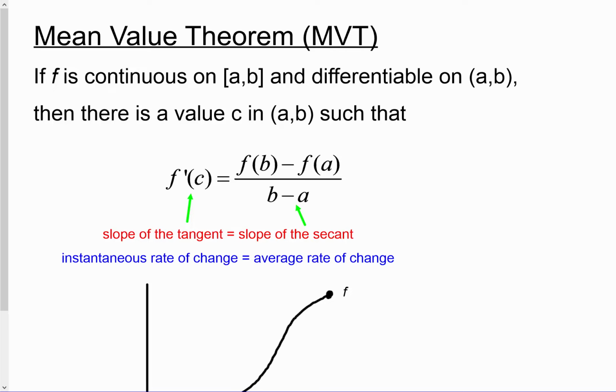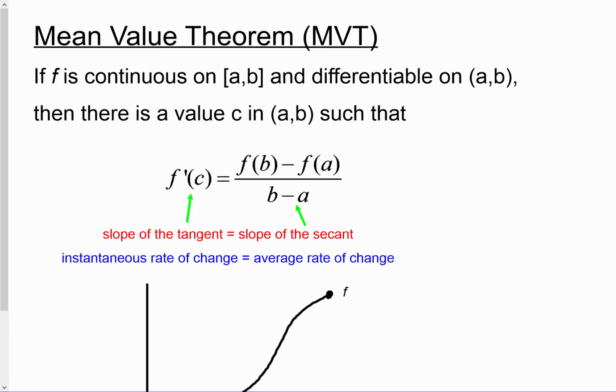Welcome to section 5.2. This section is on what's known as the mean value theorem. This is our third of our big theorems. So first there was the IVT, the intermediate value theorem, which said if a function is continuous on a closed interval, then we must hit all of the y values between the endpoints.